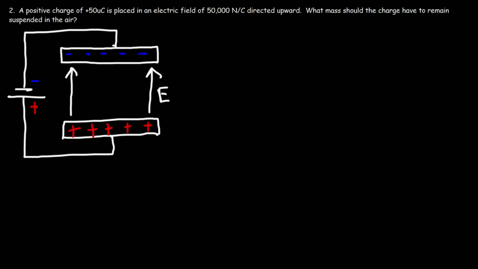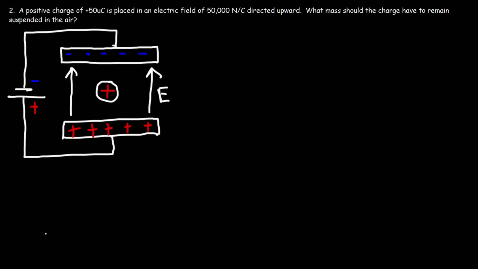Now we want the electric field to be directed upward. So we want the positively charged plate to be at the bottom, the negatively charged plate to be at the top. Remember, the electric field always extends away from a positive charge and points towards a negative charge. So this is how we can create a uniform electric field using 2 parallel metal plates. Now let's place our positive charge in the middle between these 2 plates. If this charge has the right mass, it can actually remain suspended in the air.